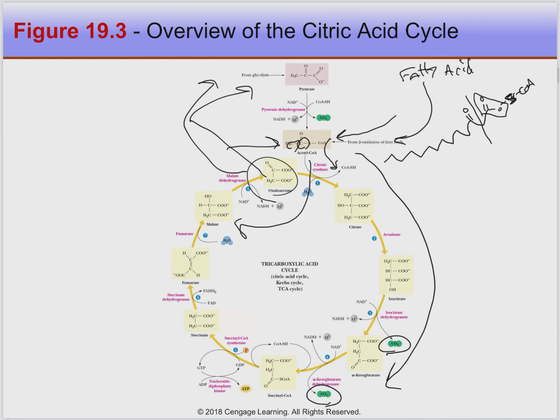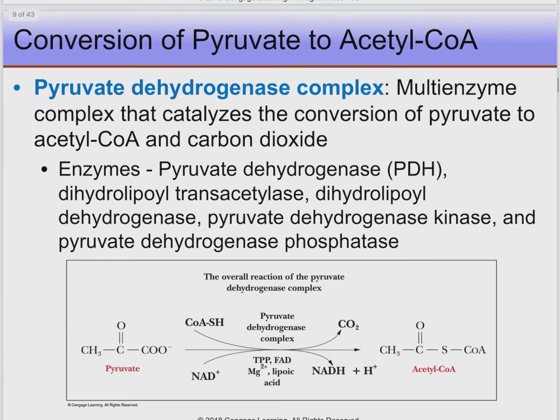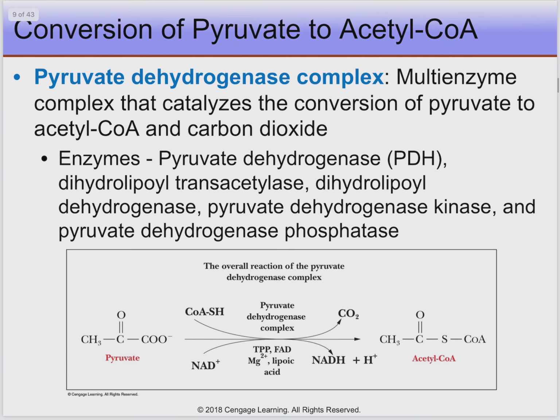So reactions in blue, enzymes in pink. Oh yeah, I was segueing on the beta oxidation of fatty acids. Okay, so that's where fatty acids come in. We'll specifically look at where amino acids come in down the line. Okay, so that first reaction, pyruvate into acetyl-CoA.